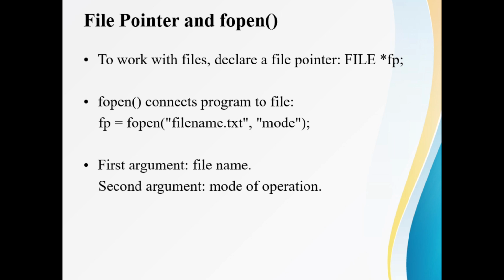And the next thing is file pointer and fopen function. To work with files in C, we need a special pointer called a file pointer. It is declared as FILE *fp. This file pointer connects our program with the file on a disk. We open a file using the function fopen. The general syntax is fp = fopen("filename.txt", mode). The first argument is the file name, and the second argument is the mode, which tells the program what action we want to perform on a file.